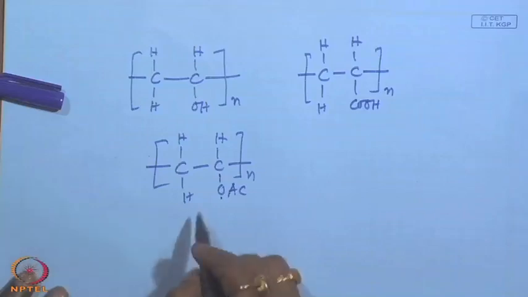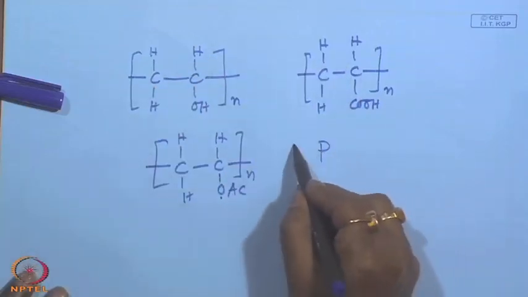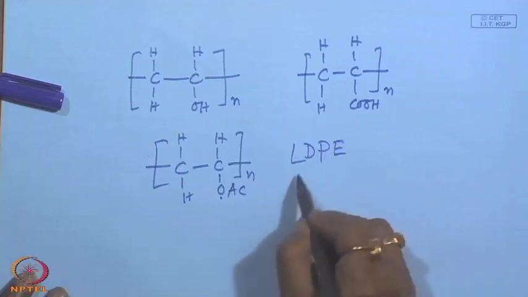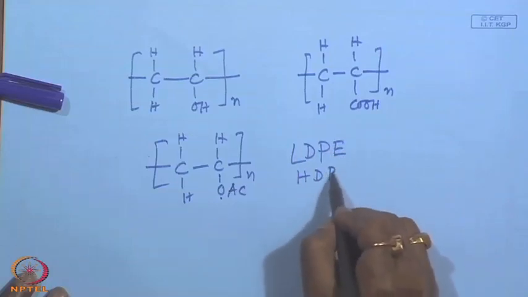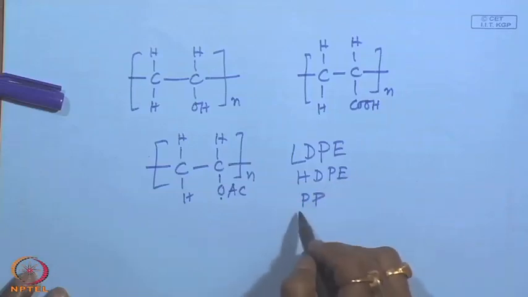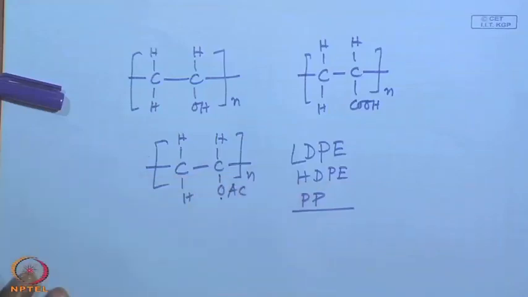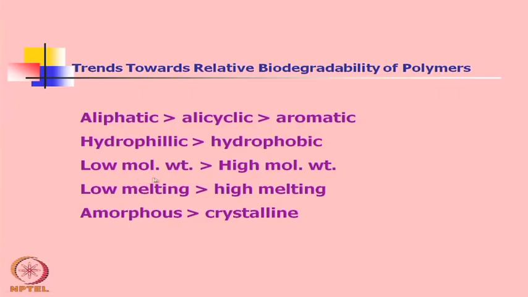So, these are all hydrophilic polymers, whereas polyethylene, say LDPE or HDPE, high density polyethylene, or polypropylene, these are hydrophobic polymers, and these are non-degradable. So, hydrophilic polymers are more degradable than hydrophobic polymers. Polymers having low molecular weight are more degradable than high molecular weight. Polymers having a lower melting point or lower softening range will be more degradable than those with a higher melting point. Amorphous polymers are more degradable than crystalline polymers.